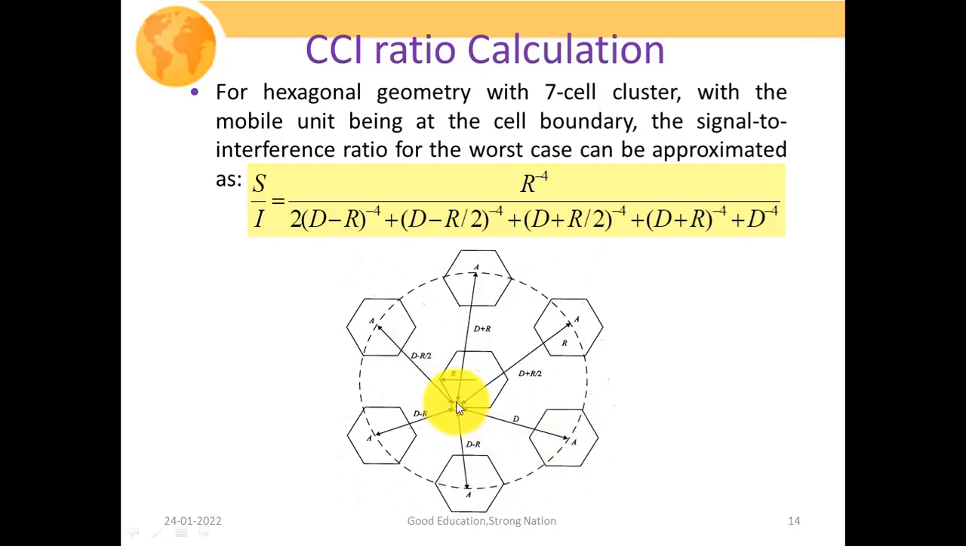So the distance from this particular point to this particular cell turns out to be d minus R. This is your d minus R. This one is your d minus R upon 2. This is your d plus R. This is your d plus R by 2. And this is nothing but simply d.